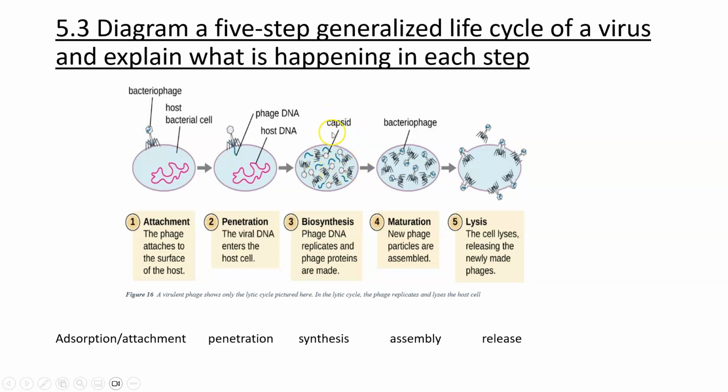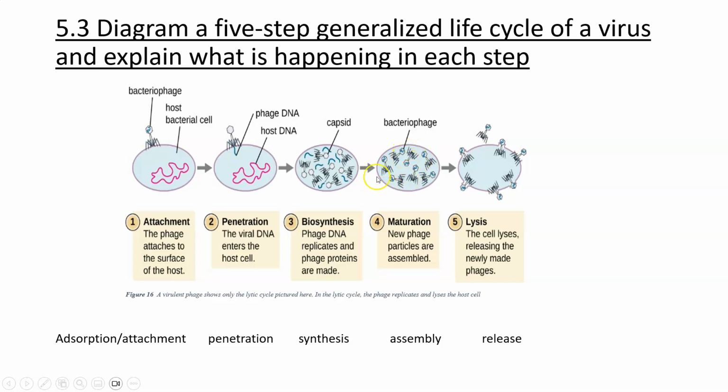Remember, the protein coat of a virus is called the capsid. So they're showing you here the bacterial cell is making more viral DNA, it's making more viral capsids, and we call that biosynthesis. Maturation and assembly are the same thing, meaning you're taking all these parts that were made and you're creating mature virus particles, or you're assembling the virus particles.